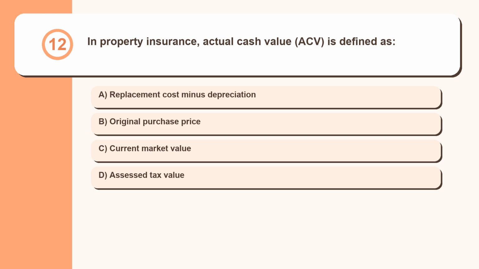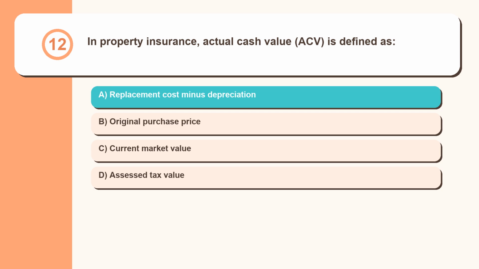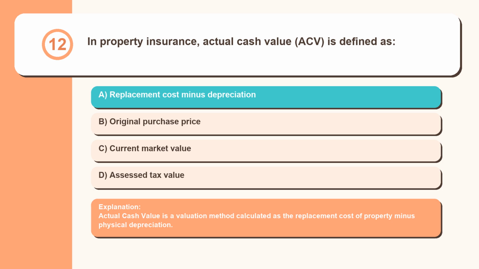Question 12. In property insurance, actual cash value (ACV) is defined as: replacement cost minus depreciation, original purchase price, current market value, assessed tax value. Actual cash value is a valuation method calculated as the replacement cost of property minus physical depreciation.